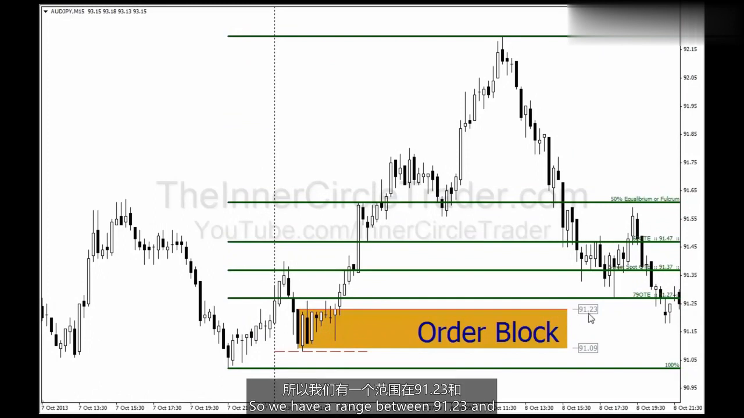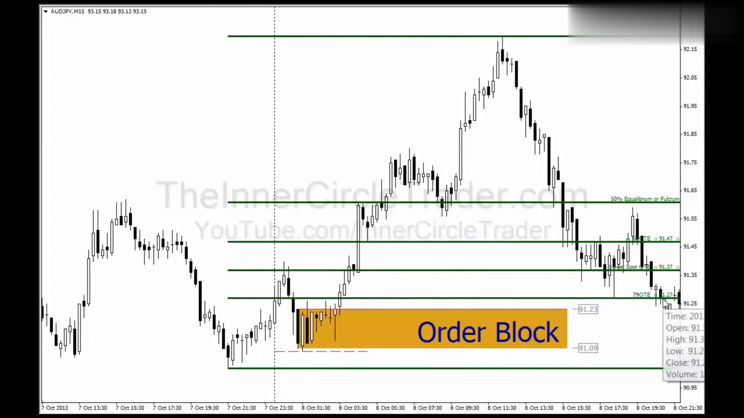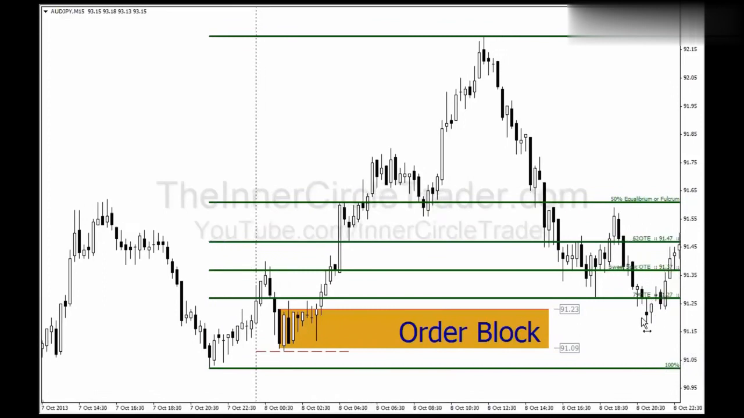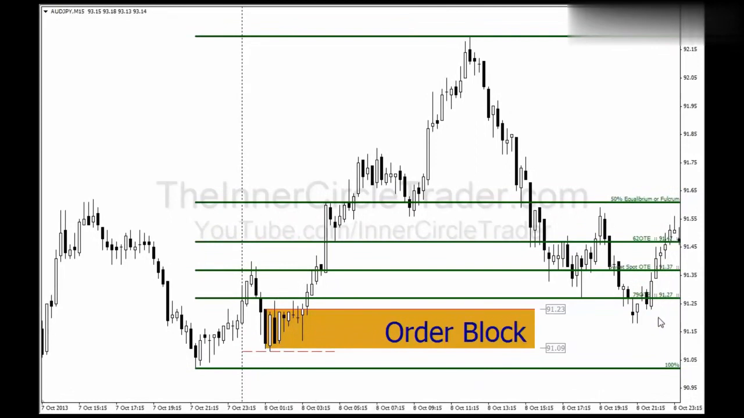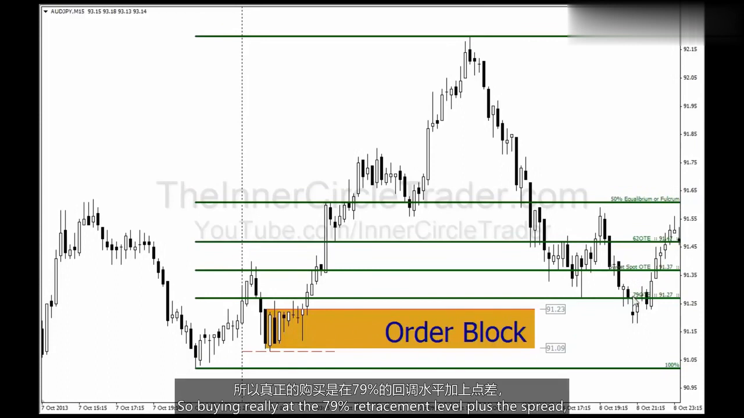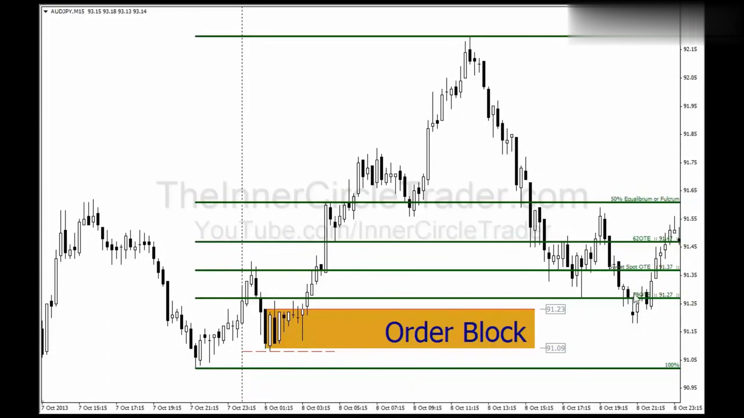So we have a range between 91.23 and 91.27 in here. It's a little difficult to see. I'll move it a little bit. You can see that's the number it was at. So we're talking about an area in terms of 4 pips variance. So this point here and here, it's about 5 pips difference. So buying really at the 79 percent retracement level plus the spread, we are still within very handsome.